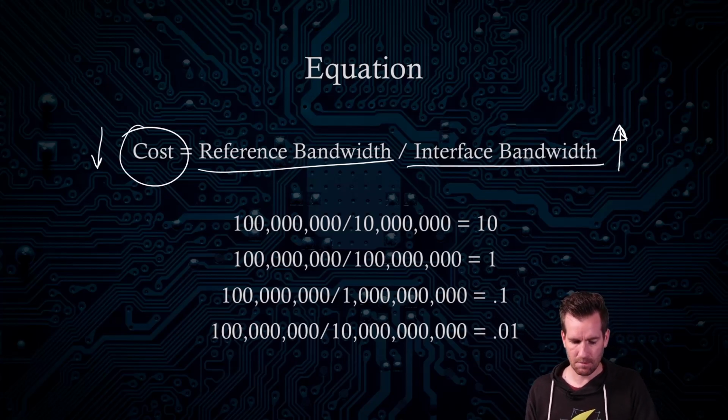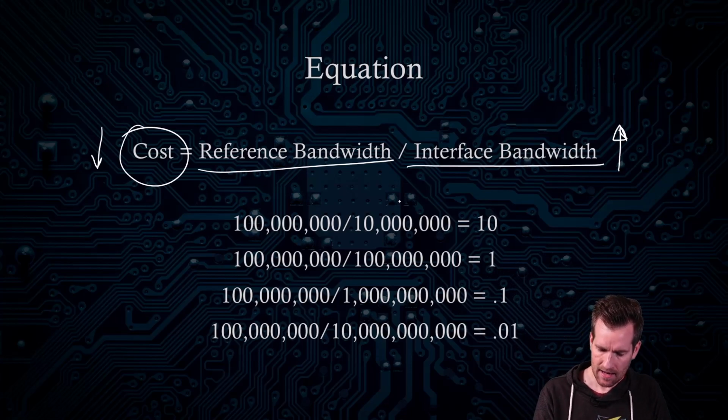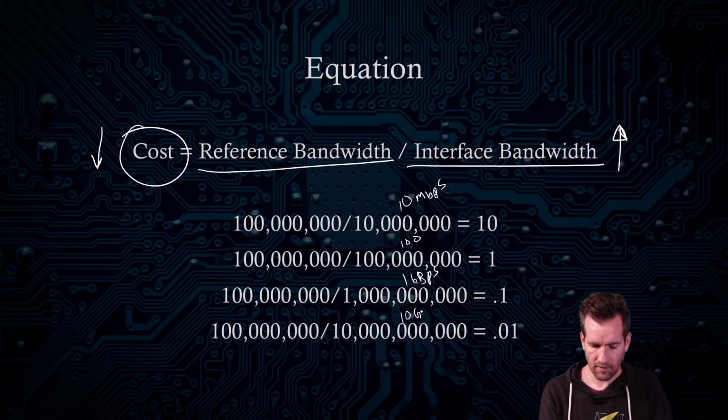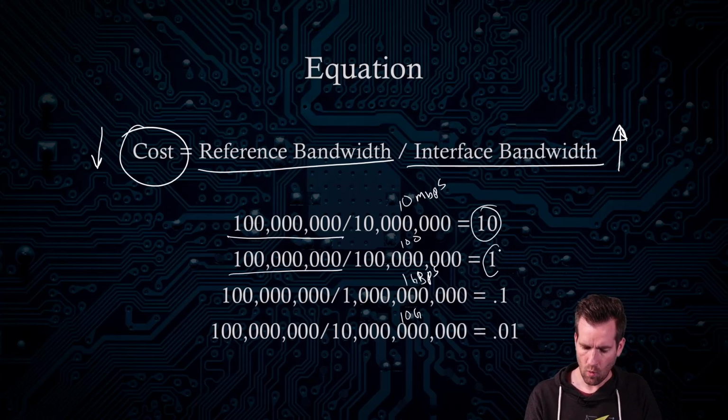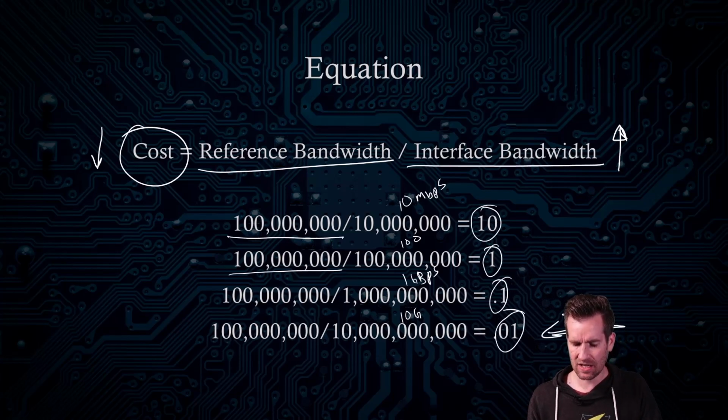And here's some examples of that. This is a 10 megabit per second connection. This is 100. This is a gigabit per second. And this is a 10 gig connection right here. If we divide that all by 100,000, then we get 10, 1, 0.1 and 0.01. So our 10 gig connection is the lowest cost. So that's exactly what we want.